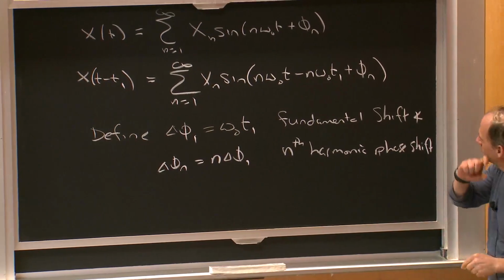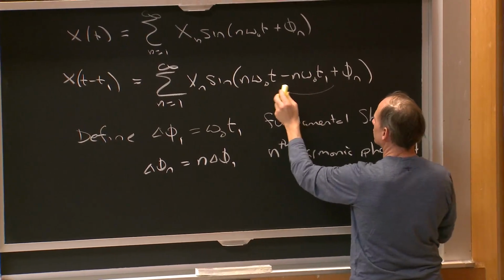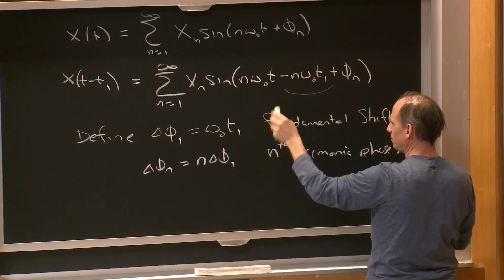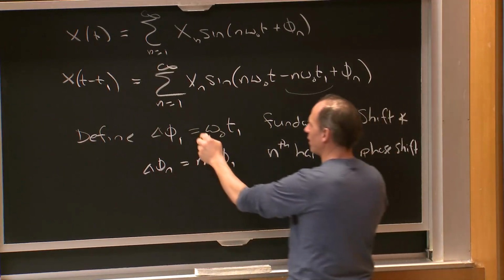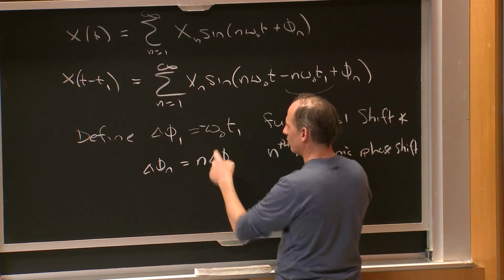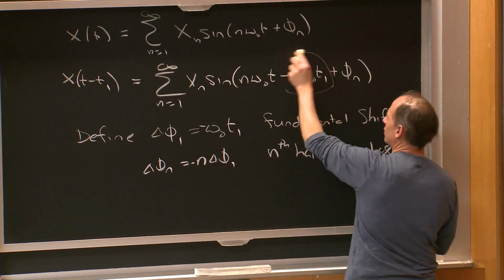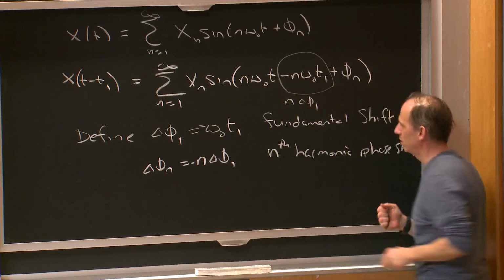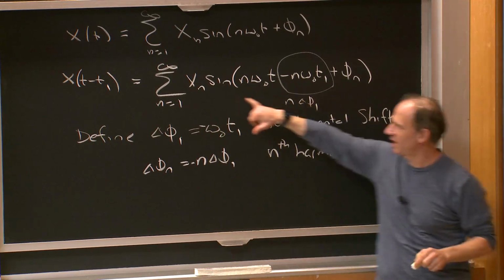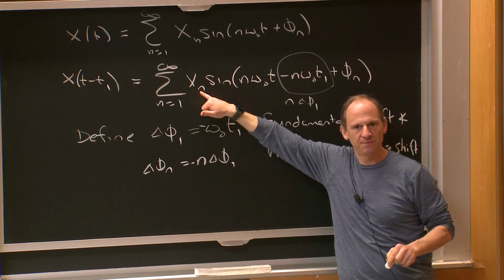And so here you can see, and maybe I should be careful, define delta phi 1 as being minus omega T1, and this is minus n omega delta phi 1. So delta phi 1, or n delta phi 1, is the amount I'm shifting the nth harmonic. Does that make sense to everybody?